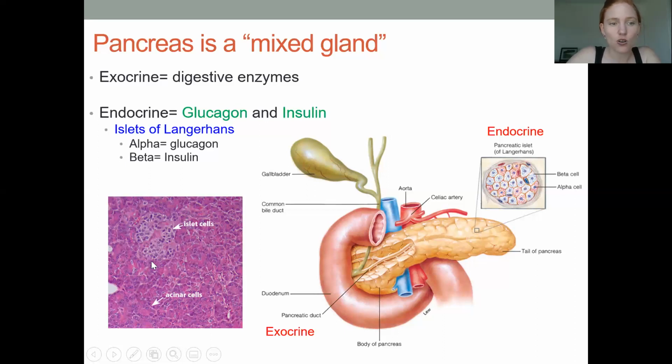And the islets create the endocrine function because they have two different cell types. You have alpha cells, which secrete glucagon, and beta cells, which secrete insulin. The glucagon and the insulin are in an antagonistic loop, and both of them regulate blood glucose levels. I want you to know which cells secrete what, and the interactions of those different hormones.